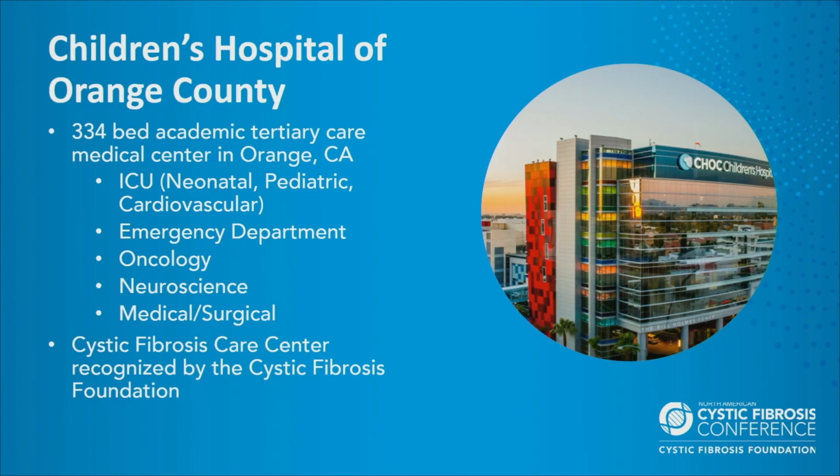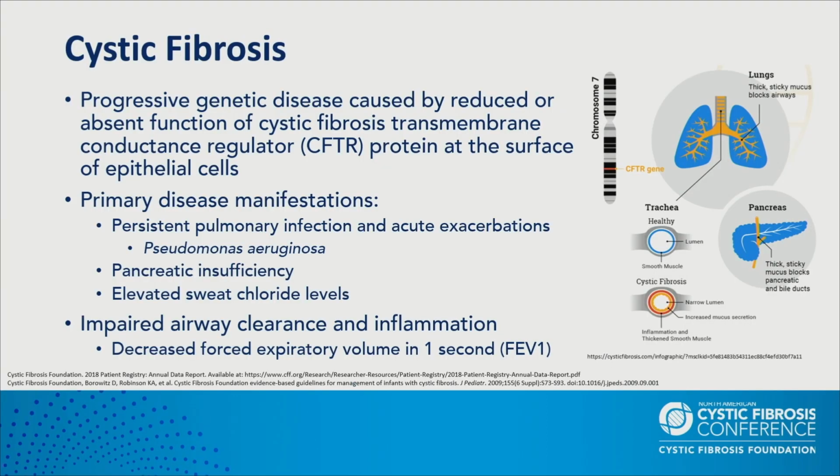This study was done at Children's Hospital of Orange County. It's a 334-bed academic tertiary care medical center located in Orange, California. We are a cystic fibrosis care center recognized by the CF Foundation with about 80 to 90 patients in our CF registry. As we know, cystic fibrosis is a progressive disease caused by dysfunctional CFTR protein.